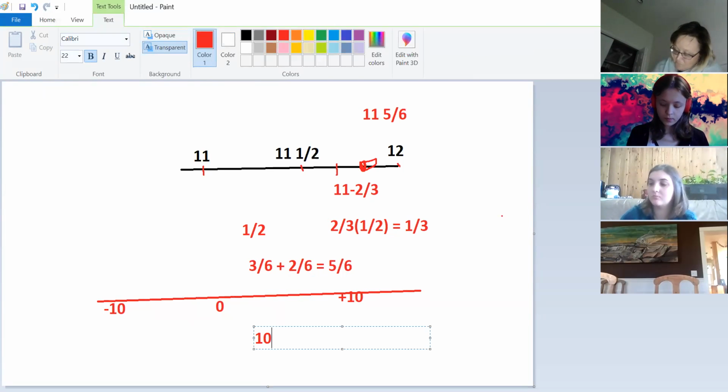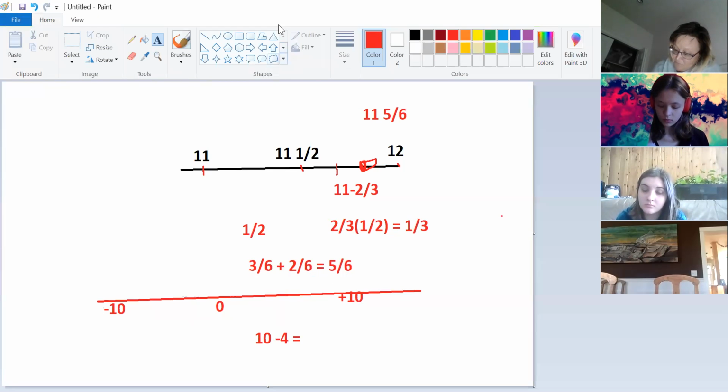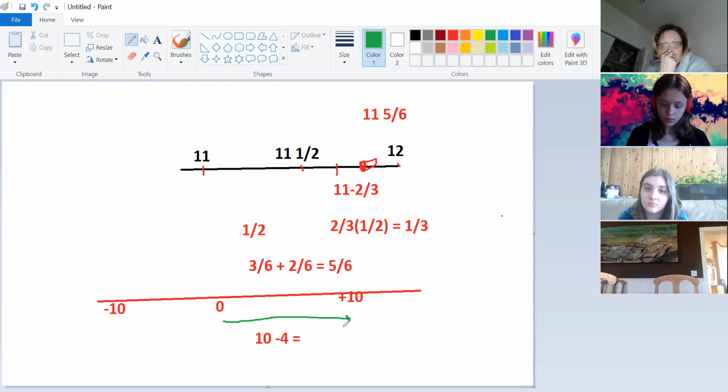If you had 10 minus 4, you could show that on the number line. You could go from here all the way over to 10, and then with a minus 4, you'd go back 4 places, and you would end up at plus 6, right? That's how you can use a number line like that. Okay. Anyway, I'm going to stop sharing that.